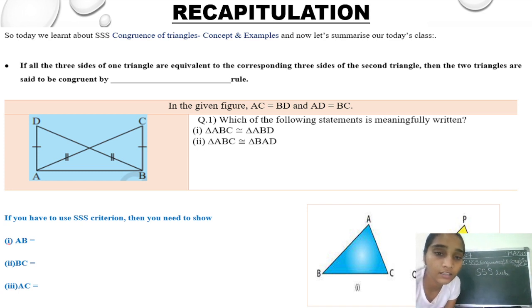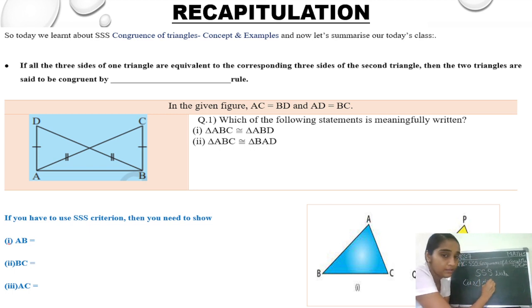And in this figure, students, AC is given equal to BD and AD is equal to BC. So which of the following statements is correctly written, students? Is triangle ABC congruent to ABD, or is it congruent to BAD? Mind the order, students, it is different. We have to see that AC corresponds to BD. Okay, very good. Second one is correct.